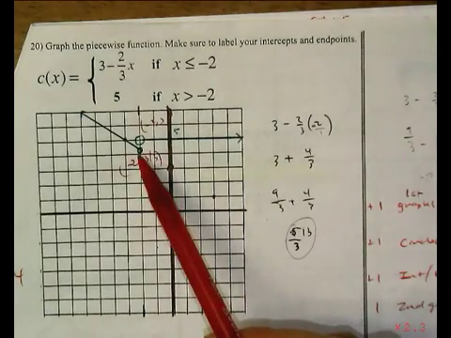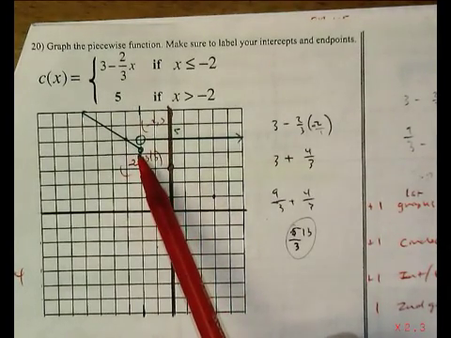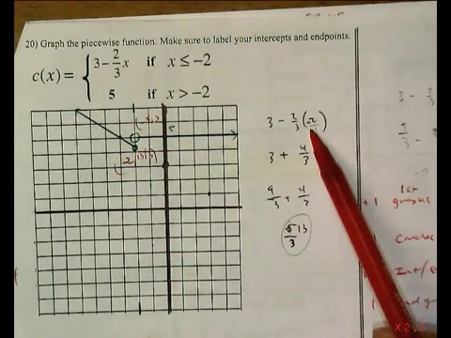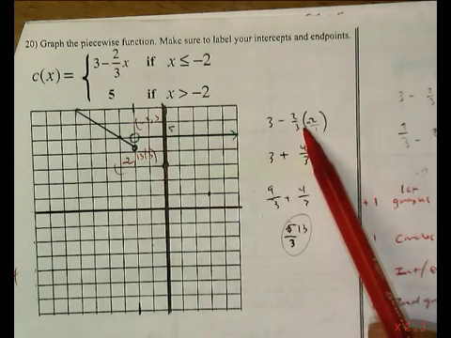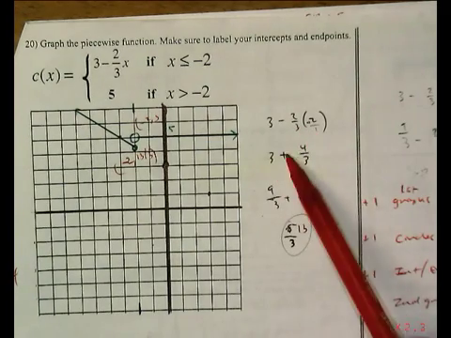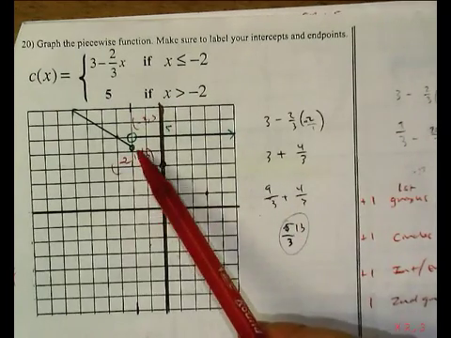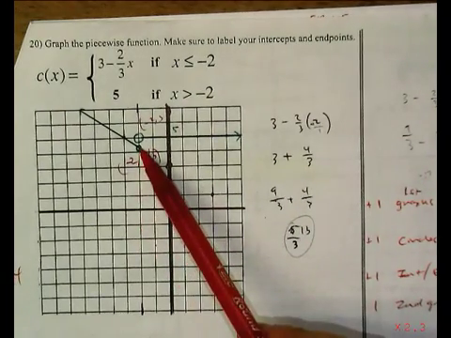Okay, so how do you get that number? Well, you can substitute in x equals negative 2. Here, negative 2 times negative 2/3 gives me positive 4/3. 3 plus 4/3, that changes to 9 over 3. 13 over 3 is that point. Negative 2, 13 over 3.